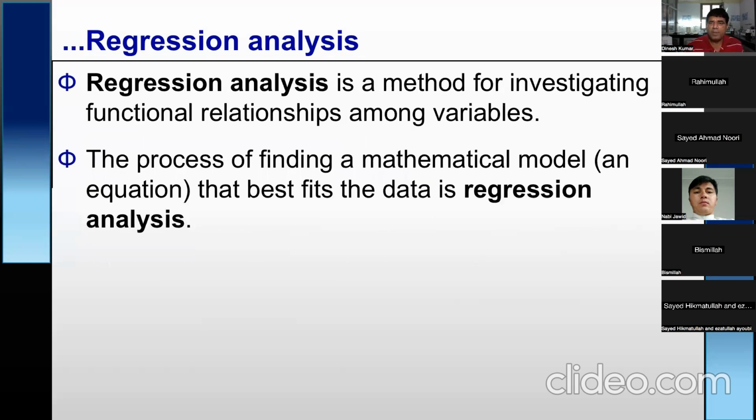Regression analysis is a method for investigating functional relationships among variables. Here, functional means quantitative. Quantitative means it is a mathematical kind of relationship. This relationship is in quantities, that 1 kg nitrogen is giving you 10 kg of grain. So this is a quantitative relationship. If I say 1 kg nitrogen increases yield, this is a qualitative relationship. If I say 1 kg nitrogen gives you 10 kg yield, this is a quantitative relationship.